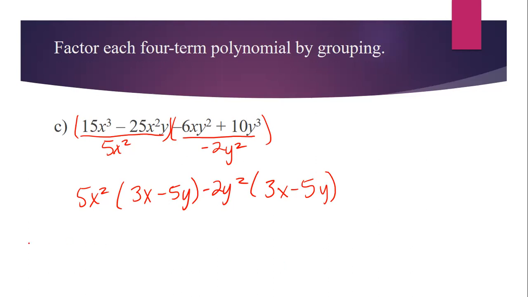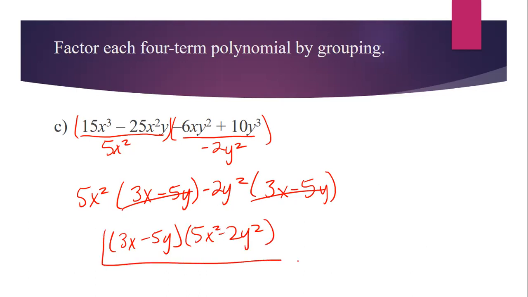So now what do they have in common? I can factor out 3x minus 5y. Good job. So when I factor that out, what am I left with? Bam. All right. So can we do it with multivariables? Yes, we can. We're geniuses. Good job.